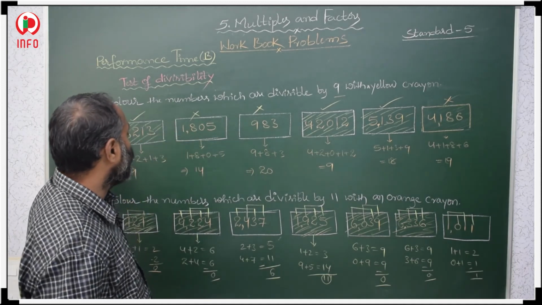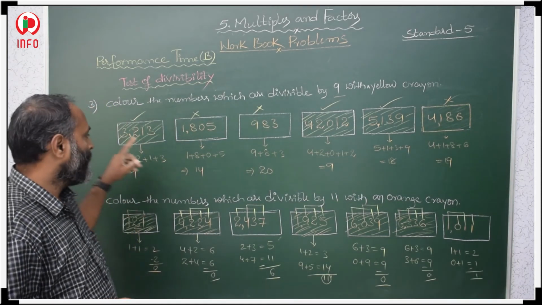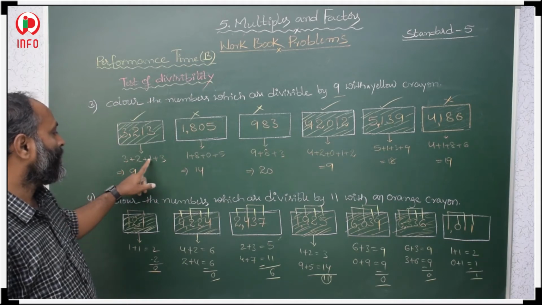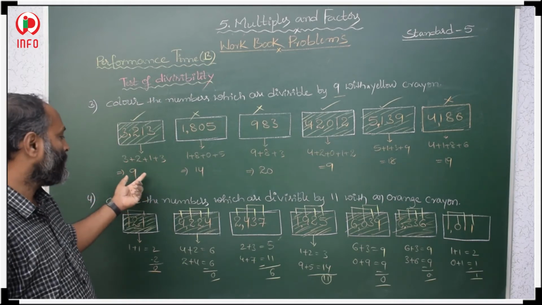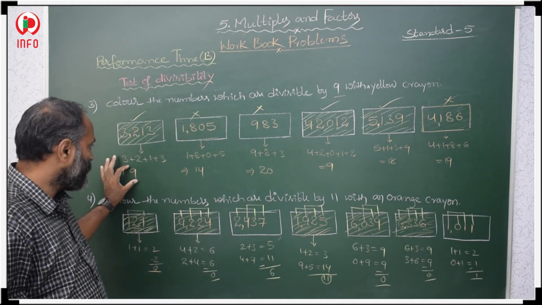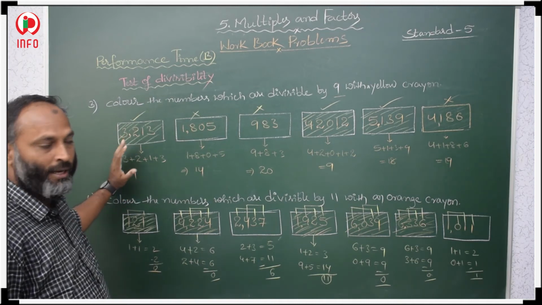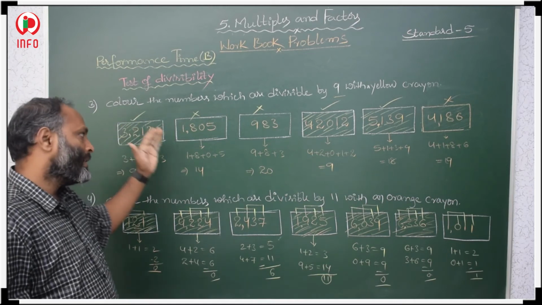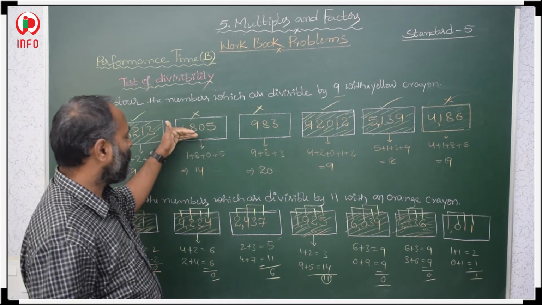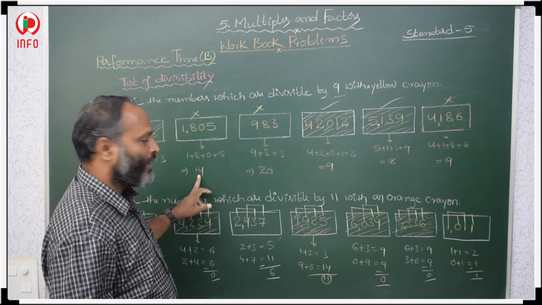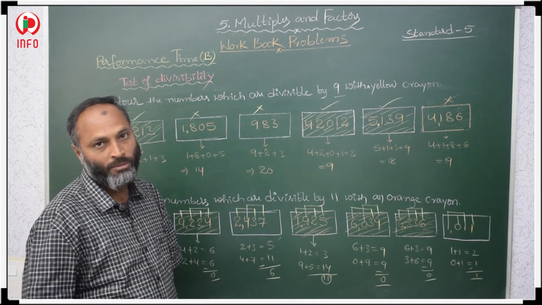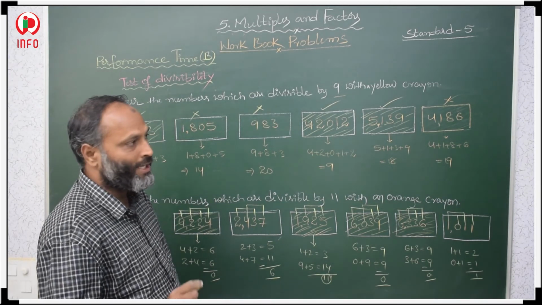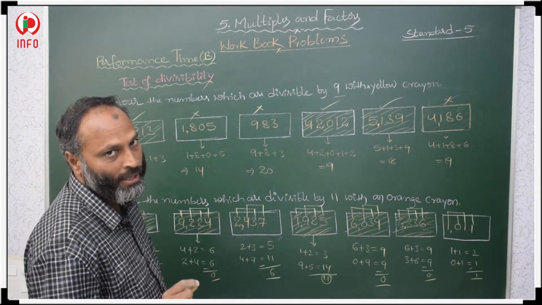Here we have to find the sum of the digits. For this number, the sum is 3 plus 2 plus 1 plus 3. Here the sum is 9, and 9 is divisible by 9. So, that is why this is divisible by 9. In the same order, here the sum of the digits is 14, and 14 is not in the 9 table. So, it is not divisible by 9.